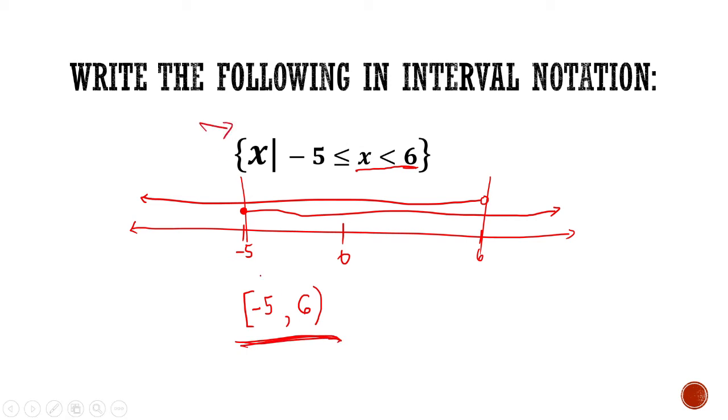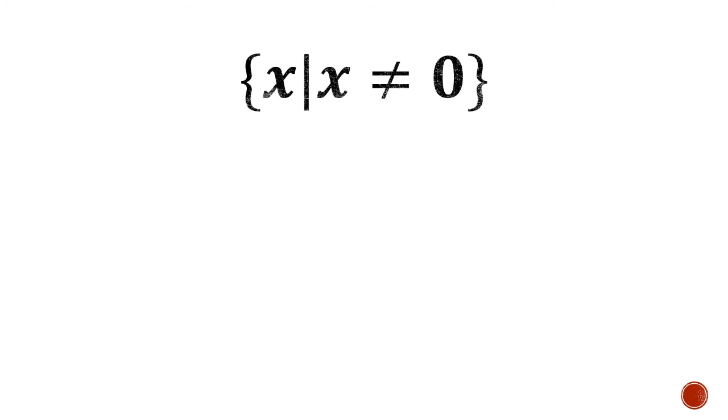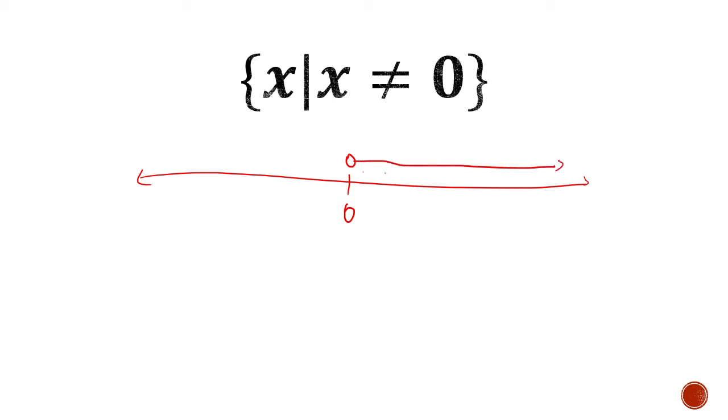Let's have one more. The set of all x such that x is not equal to 0. So lahat na ng real numbers except 0 ay elements ng set na yan. So we are considering all numbers. Of course, except 0. Okay, since 0 is not included, we use the open circle. So we consider the numbers to the right of 0 as well as to the left of 0.